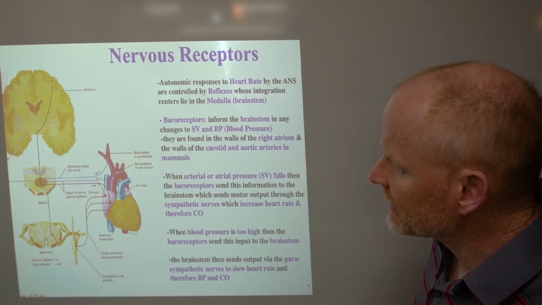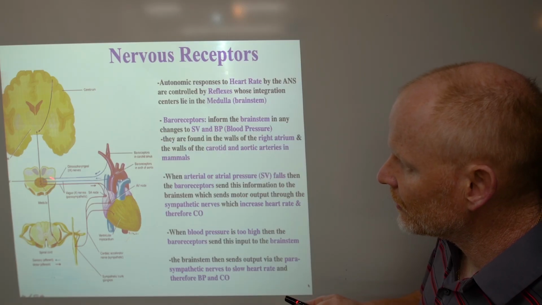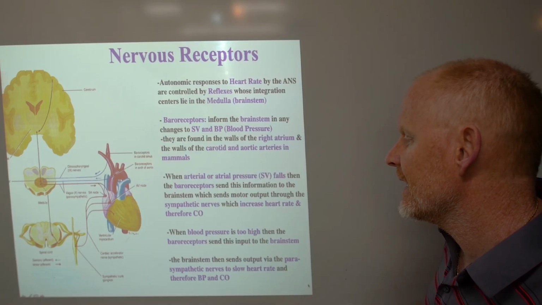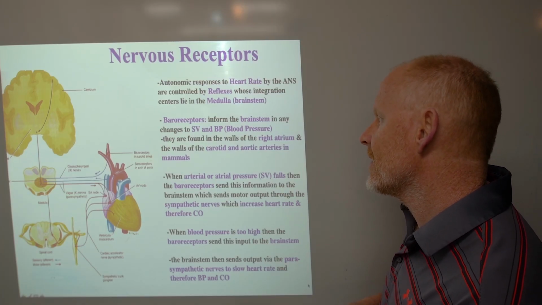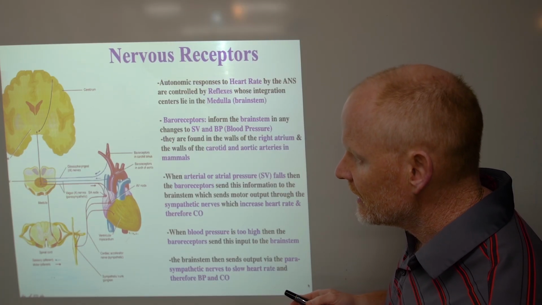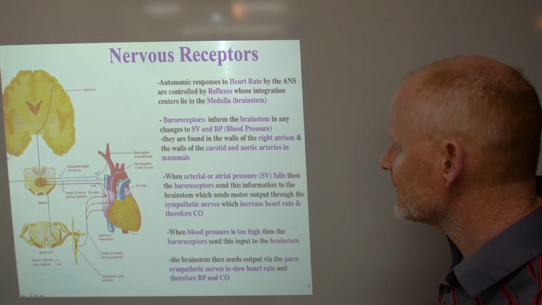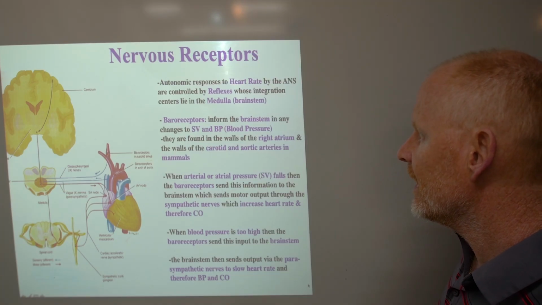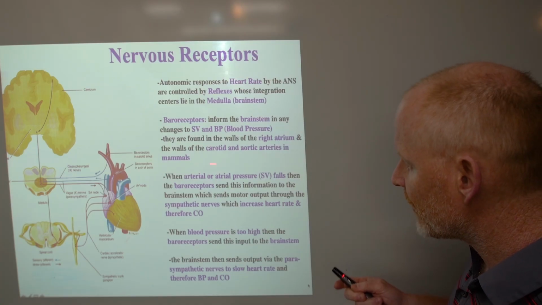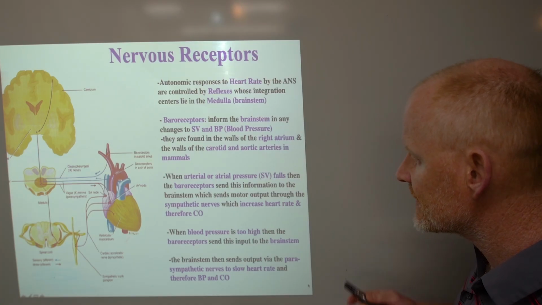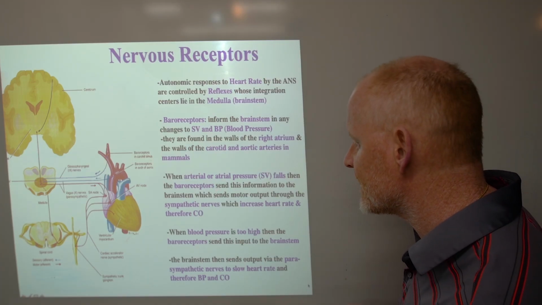The sympathetic and parasympathetic nervous systems are going to be found in part of the medulla, which is the upper part of the spinal cord, or the brainstem, if you will. And it's set up with reflexes. The baroreceptor sends sensory information, as you can see here, into the cardiovascular center of the medulla. And what happens here is if atrial pressure or arterial pressure drops or falls, the baroreceptors will sense that with less stretch, and then they will send motor output through the sympathetic nervous system.